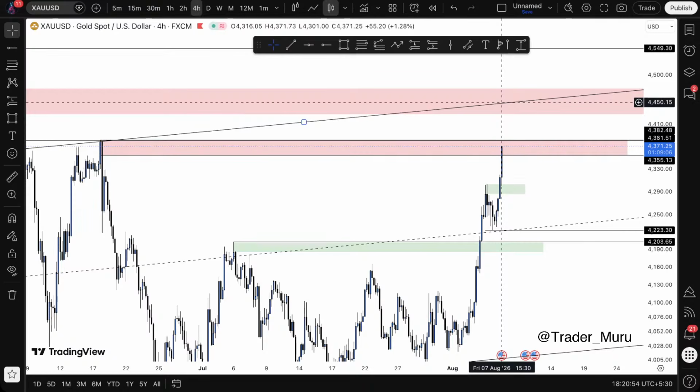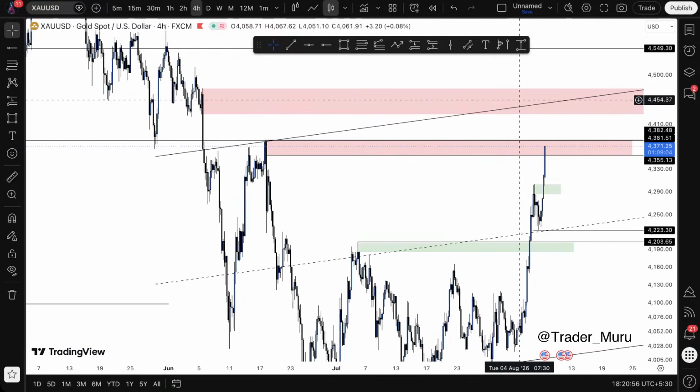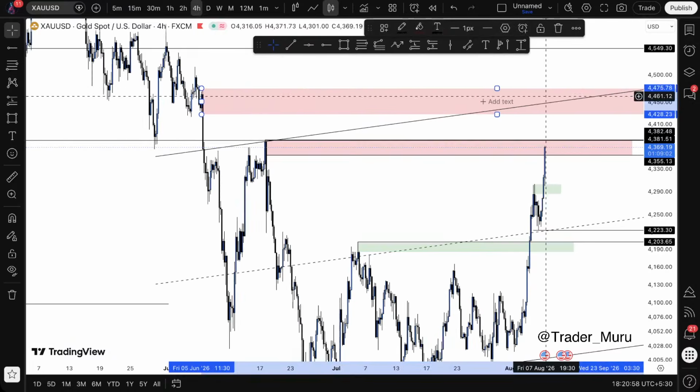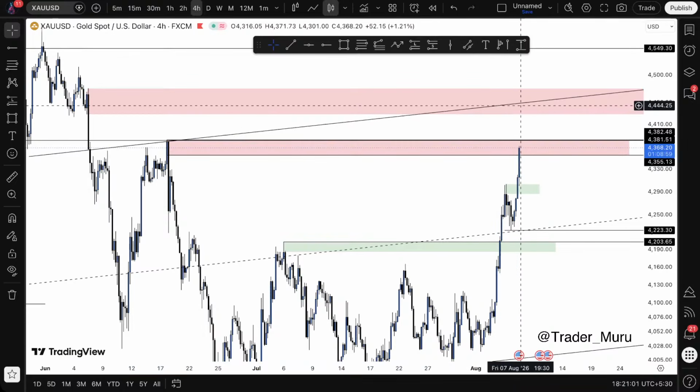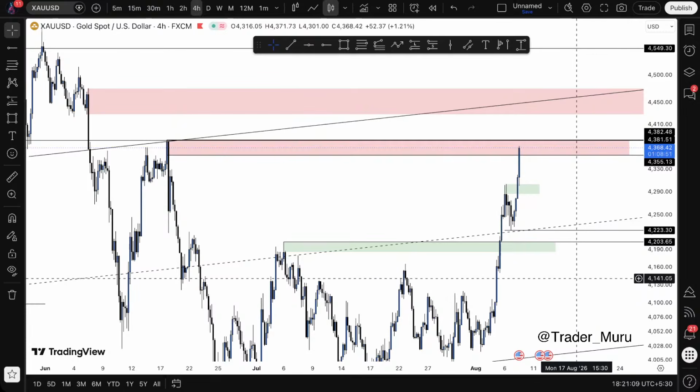4450. I will definitely try short here. If I don't get confirmation here, I will wait for this area. Price can test it, close below and start dropping.